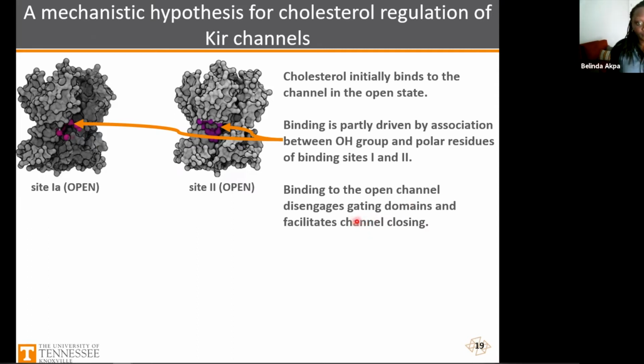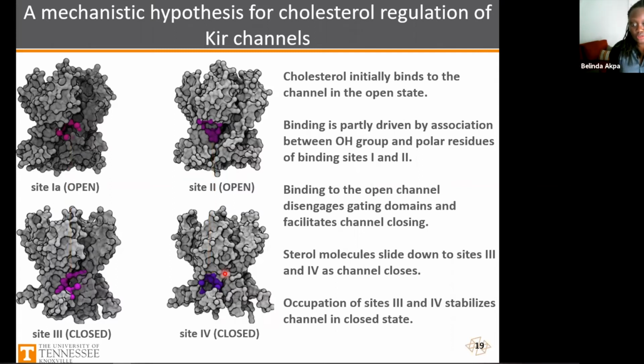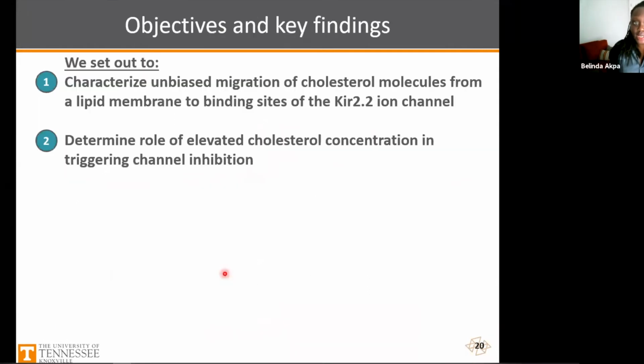So here's an idea. Cholesterol binds to the open state. Cholesterol changes the structure of the protein in such a way that the gating domains are disengaged and makes it easier for the channel to close. And then, because cholesterol is already in those grooves, it can slip downwards into these new binding sites that we identified for the closed state and perhaps stabilizes the channel in that closed conformation. That would certainly inhibit the opening of the channel, which would lead to a reduction in current that travels through the channel. At this point, this is a mechanistic hypothesis. We haven't explored anything dynamic.